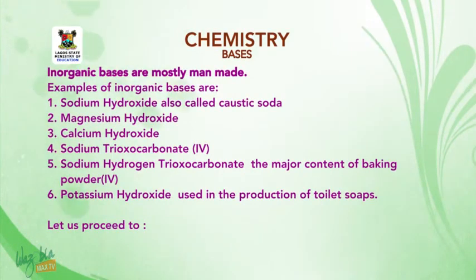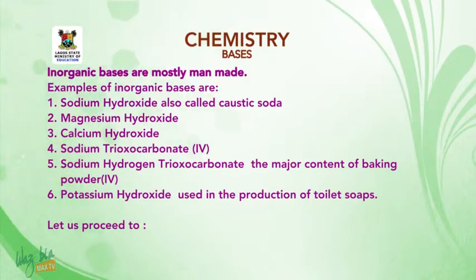Examples of inorganic bases are 1. Sodium hydroxide, also called caustic soda. 2. Magnesium hydroxide. 3. Calcium hydroxide. 4. Sodium trioxocarbonate(IV). 5. Sodium hydrogen trioxocarbonate(IV), which is the major content of baking powder. And 6. Potassium hydroxide, used in the production of toilet soaps.